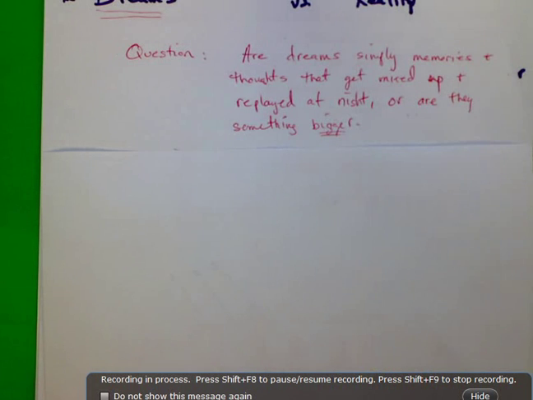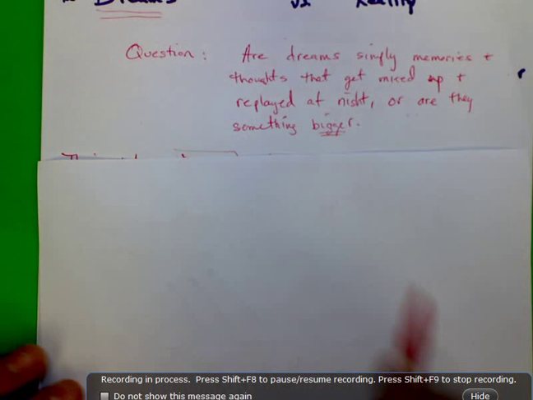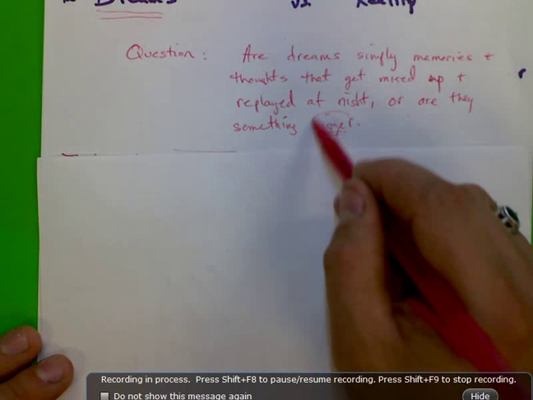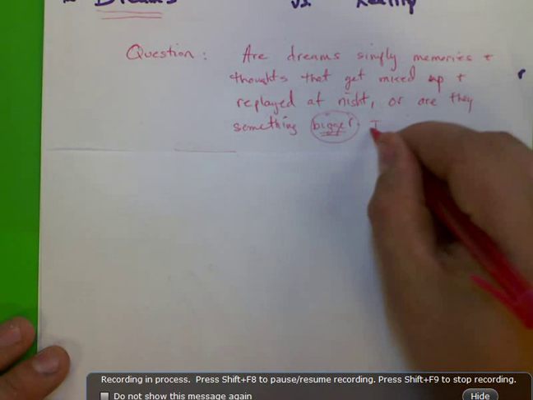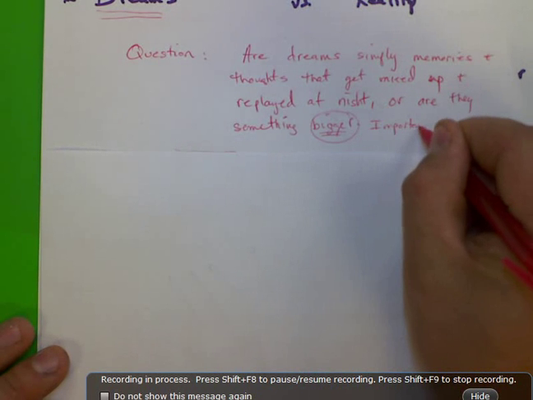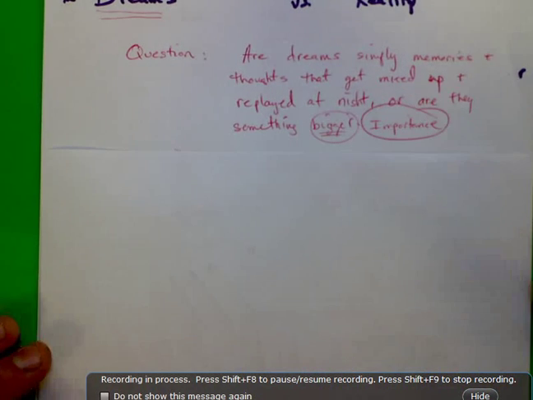So my question here I wanted to share is, are dreams simply memories and thoughts that get mixed up and replayed at night? That's kind of what science believes. Or are they something bigger? And when I say bigger, notice I underline this. I wasn't too crazy about that word. Really, I want to focus on importance. Okay? So, are they something more important?